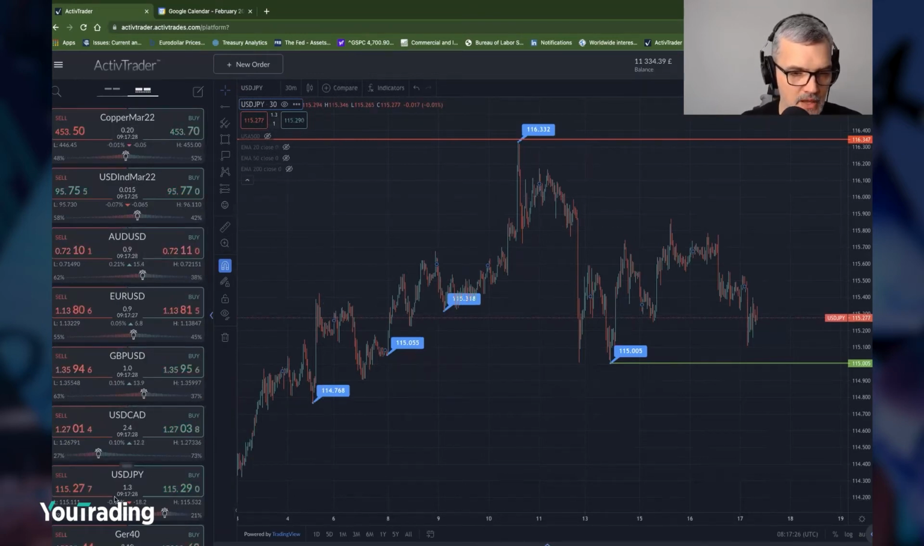to the dollar yen. 79% of traders on this platform are trying to go short. So we're looking for areas to go long.